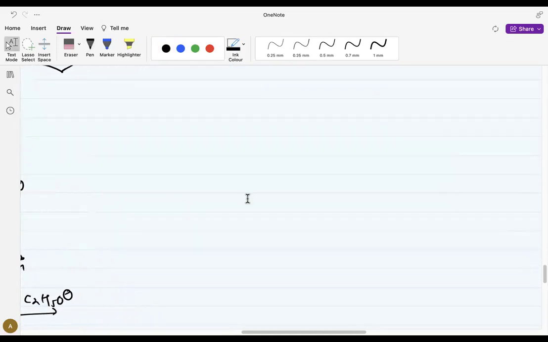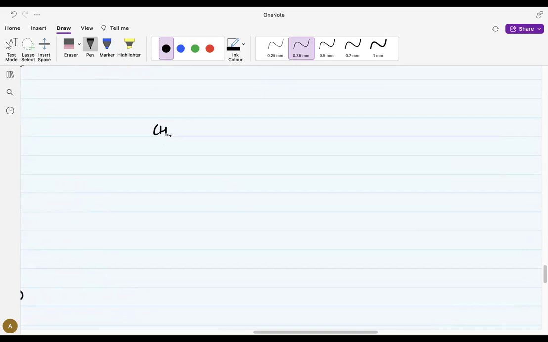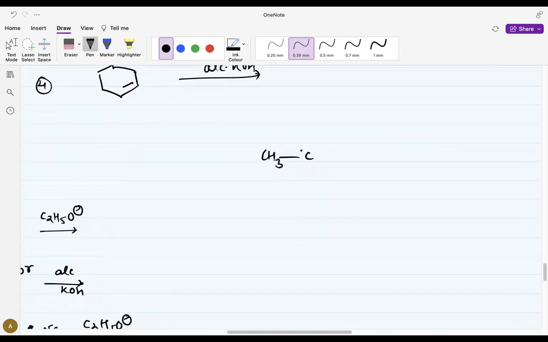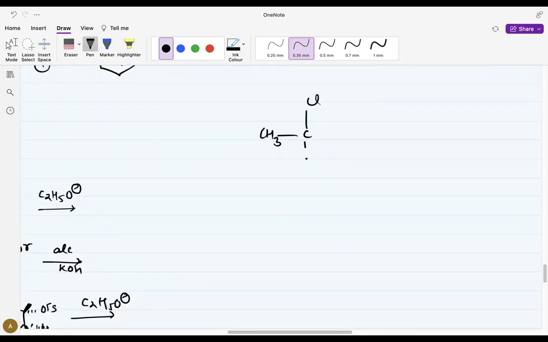So a little difficult it is. एक बार फिर, once more I will tell you. Let's say I have CH3 here. Same example I am taking, above one only. I have here chlorine. I have here CH3. I have here CH2. Here CH3.